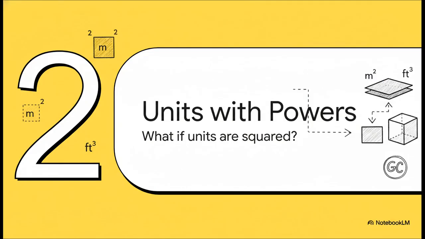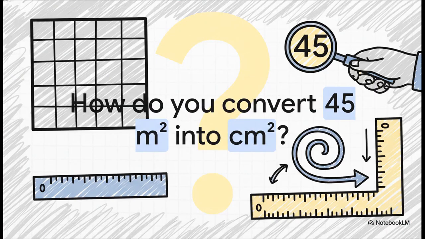Okay, that was straightforward enough, right? But what happens when our units get a little more complex? I'm talking about units that have powers, like area in square meters or volume in cubic feet. This is where things can get a little tricky if you're not careful. All right, new challenge for you. Let's say we have an area of 45 square meters, and we need to figure out what that is in square centimeters. Now, it seems simple enough, doesn't it? But trust me on this, you gotta be careful. There is a super common trap here that catches a lot of people.